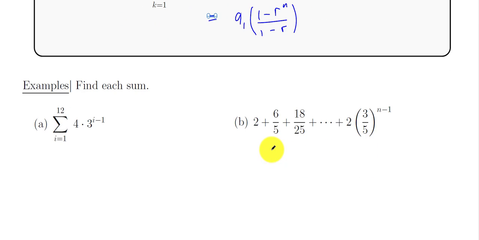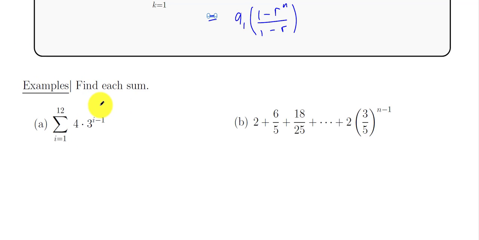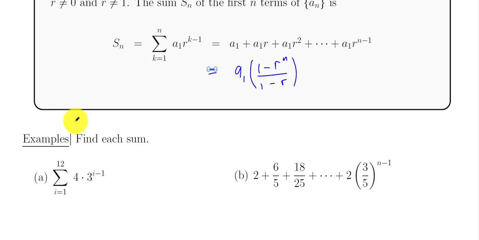Let's try an example here. Find each sum. Now we are given the sum with the index i going from 1 to 12. We add all the terms together. We can see that here, the first term a1 is the first number here, which is 4. And r, in this case, is 3, the common ratio.